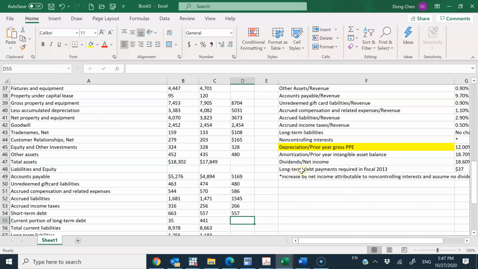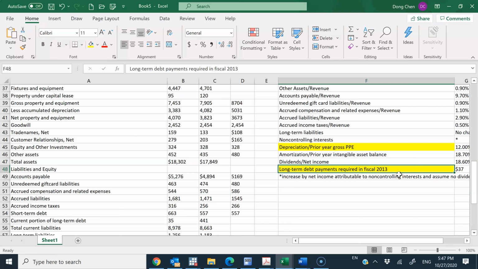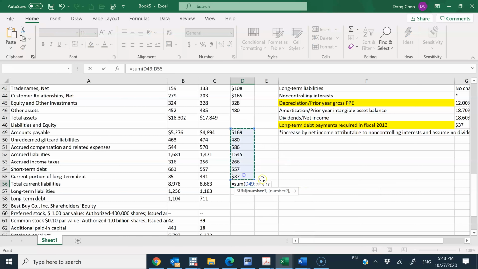So then we look for the information here. We found the last item, which I will highlight in yellow, long-term debt payments required in fiscal 2013. That's exactly the number we need because we are trying to forecast the number for 2012. So 2013 is the next year, and this will become due in 2013, which is 1 year from 2012. So this part actually is the current portion of long-term debt. So we can just use this information here, 37. And hence total current liabilities is basically the sum of all these numbers here.